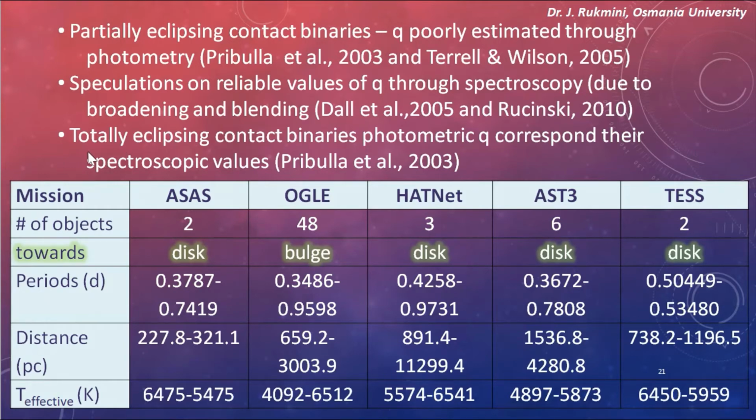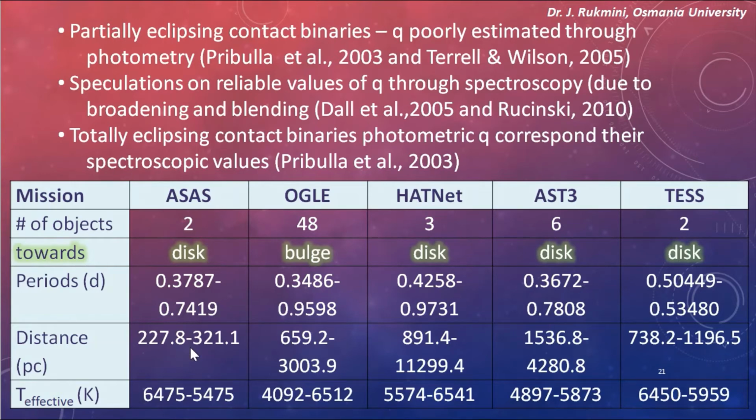So let me give you a summary of the objects which have been collected in all these missions. We have the list of missions stated here and the number of objects. I wanted to highlight one thing. We see that some of the missions have observed objects in the direction of the disk of our galaxy, whereas OGLE has observed the objects in the direction of the bulge. So it has observed in other parts of the galaxy also, but we have selected our objects from these regions.